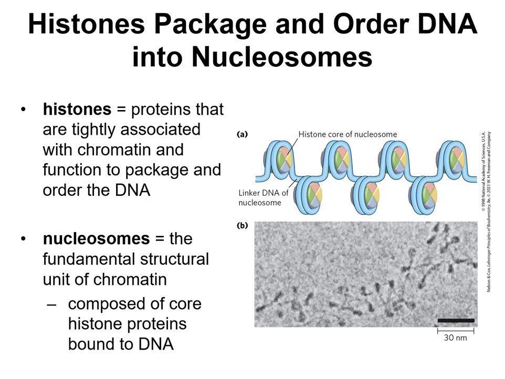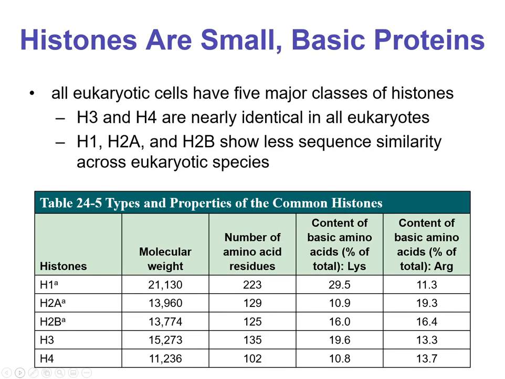You can actually see them. These very dark bits, those are nucleosomes. But what are histones? We said they're proteins. They're small, and they have a lot of basic residues. There are 5 major classes of histones, designated by H for histone and then a number. H3 and H4 are nearly identical in all eukaryotes, but H1, H2A, and H2B have less sequence similarity. But you can see that they all have a lot of basic amino acids.